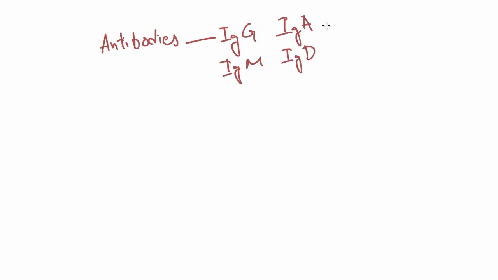Basically, there are 5 different types of antibodies: IgG, IgM, IgA, IgD, IgE. These are the several types of antibodies, but for diagnostic purposes the most important antibodies are IgM and IgG. Why are these two significant?